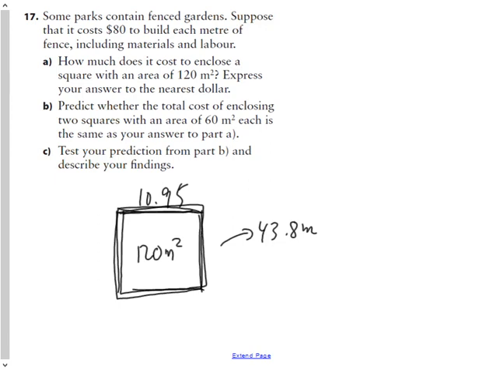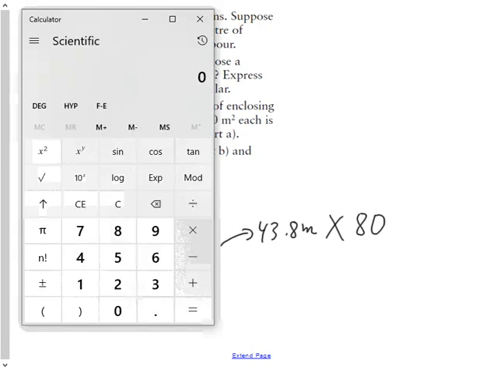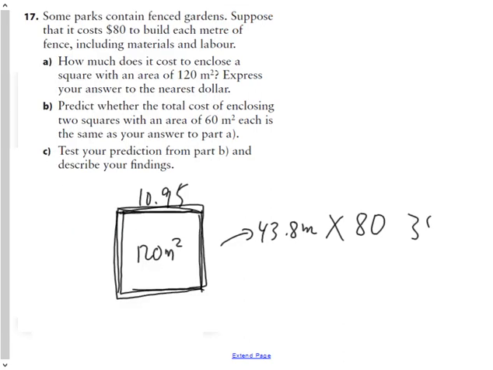And if it costs $80 to build each meter of fence, including the labor, I'm going to multiply each of those meters by 80. So 43.8 multiplied by the cost of 80 dollars per meter, and it's going to be $3,504 for building that fence around that.